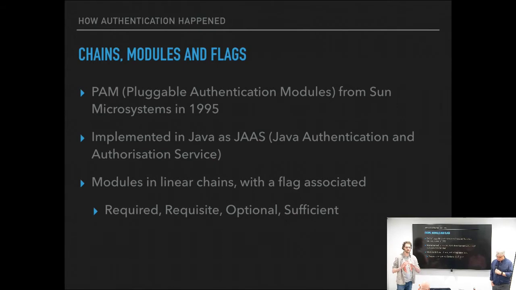Now, I don't want to bore you or frustrate you by going into too much detail about these, but essentially you could mark any given module as required. So you had to perform this module. Requisite, you must have performed this module before you get to later modules in the chain. Optional, you don't really have to do this, but it's maybe useful if you do. Or sufficient, which is slightly weird, but it says if you've already achieved all of the required or at least one of the requisite modules prior to this module, then congratulations, your authentication is successful.